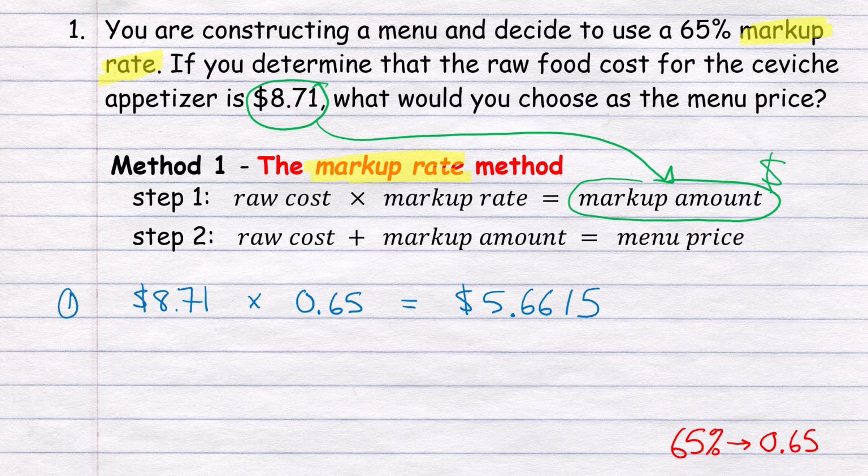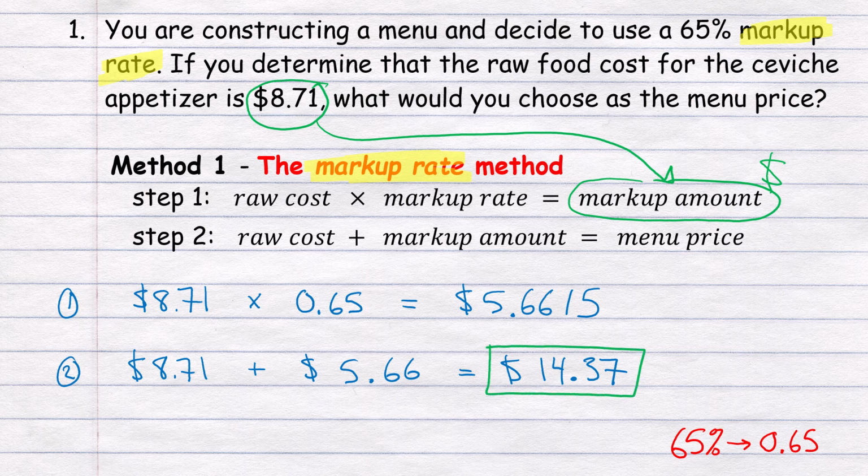Okay, so that's step one. And then step two, we take the raw cost, which is $8.71, and we're going to add the $5.66, rounding at this point. This is going to give us our final answer. So we come up with $14.37. So this is what we calculate as being the menu price.